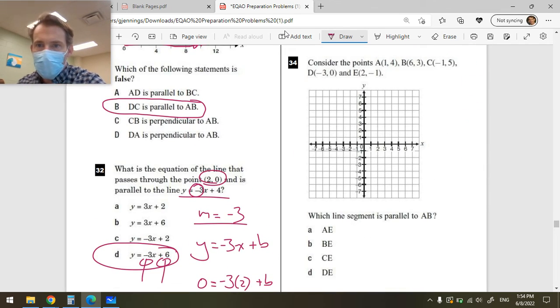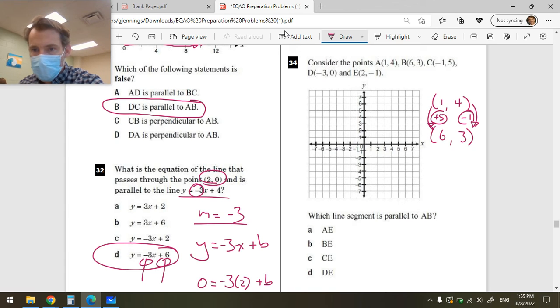Consider these 5 points. Which line segment is parallel to AB? Okay, so we have to find one that has the same slope. So here, let's take a look at it. AB, so here's A, 1, 4. And then here is B, 6, 3. So this is decrease by 1, that's my rise. This is increase by 5. So we're looking for another line segment that has a slope of -1/5. So what else does that? Here's -1/5, but that may not necessarily do it.